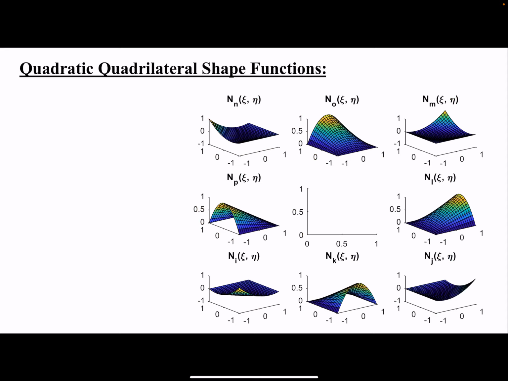Here I'm showing you the shape of our shape functions. Because it's quadratic, the surfaces are also quadratic, but the properties are the same. So we have our nodes I, J, K, L, M, N, O, P. Here we don't have anything because we don't have any center nodes. And the value of the shape function is 1 at its node and is 0 at any other nodes. And that's true for the other shape functions as well.